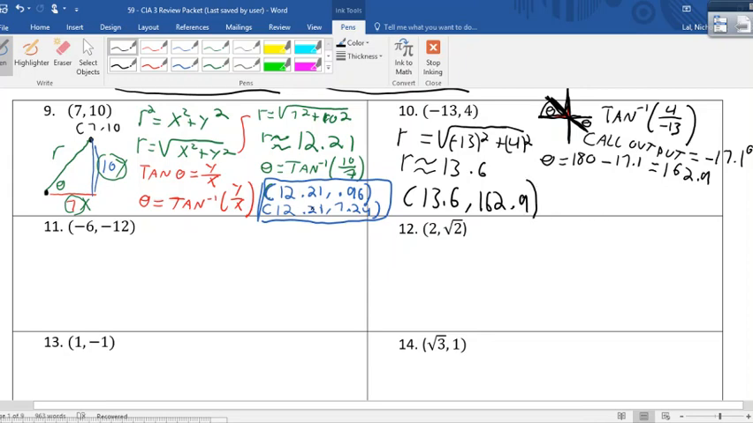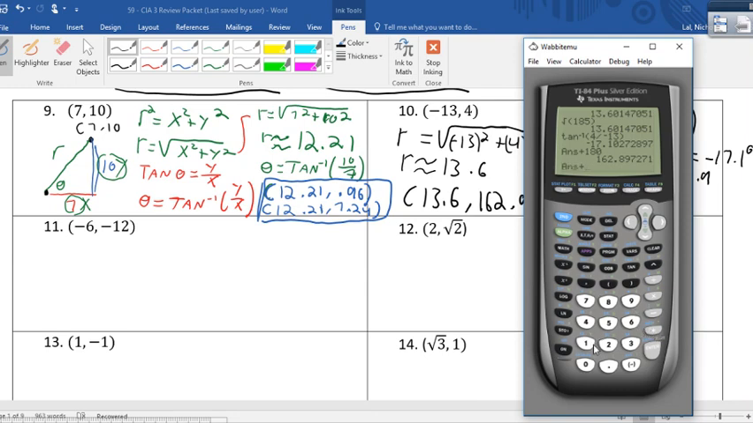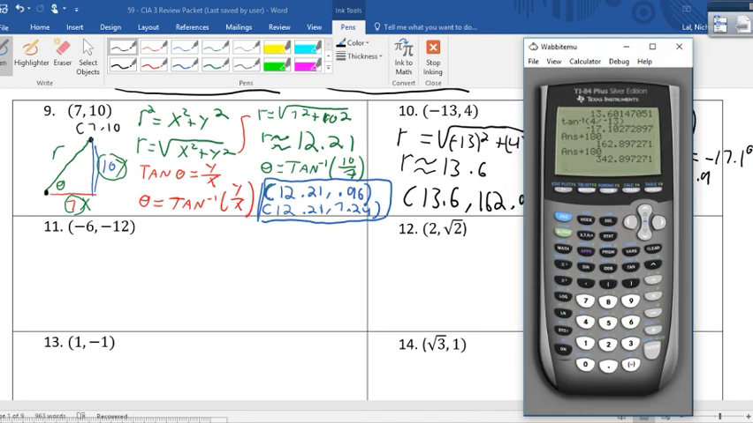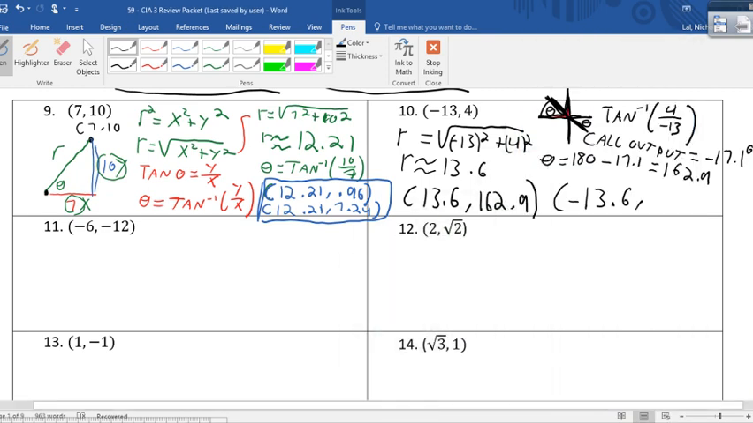All right. Another value we could do is if we added 180 to our polar coordinate, we can make the r value negative. So if we add 180 to 162.9, that gives us 342 degrees. So we could have another polar coordinate of negative 13.6 and then a theta value of 342.9 degrees.